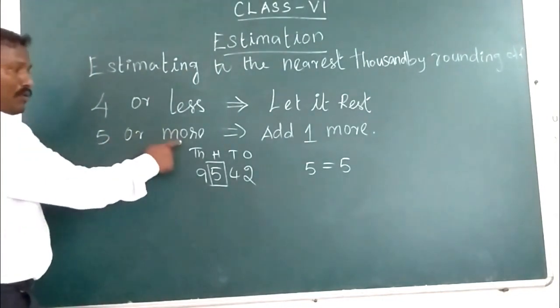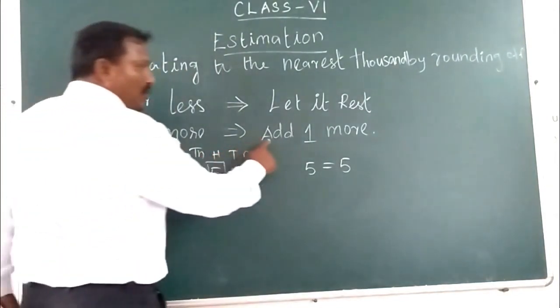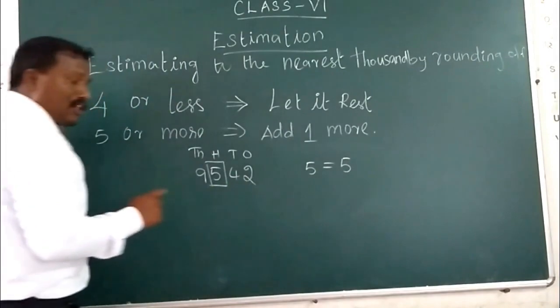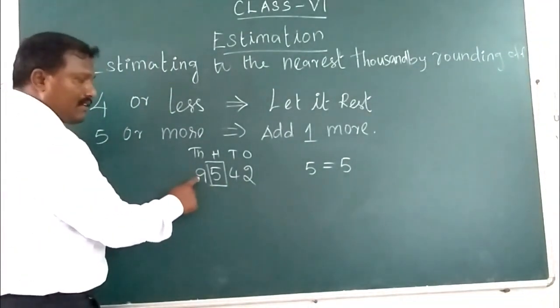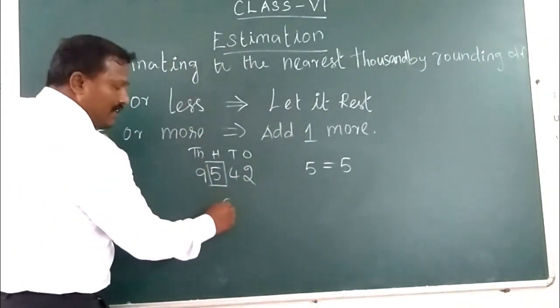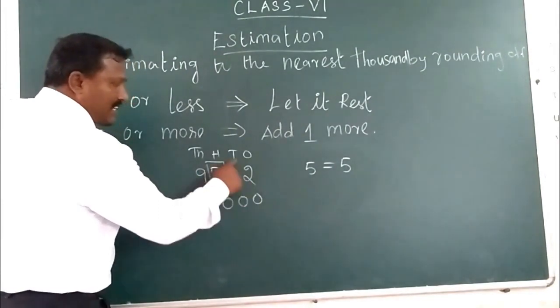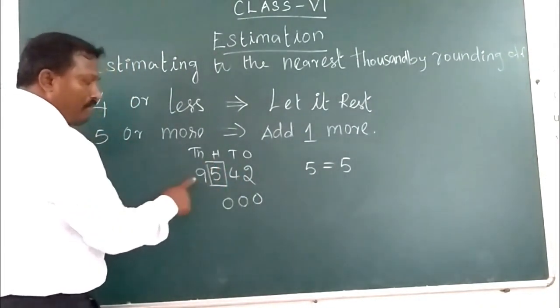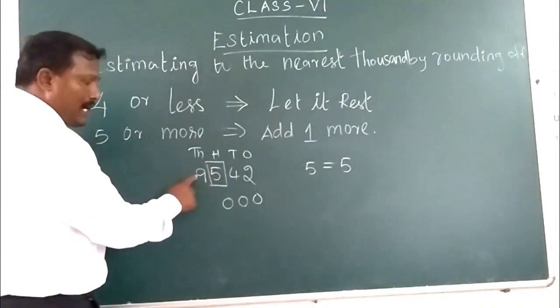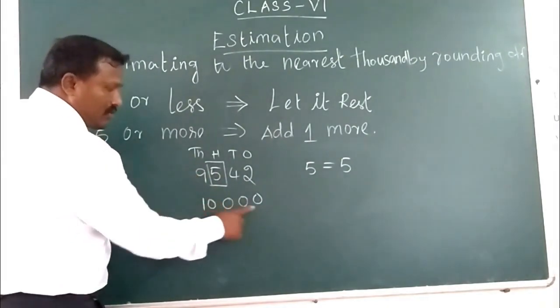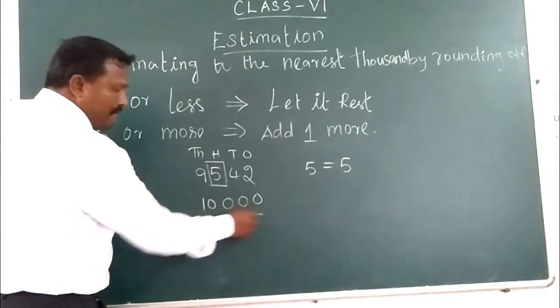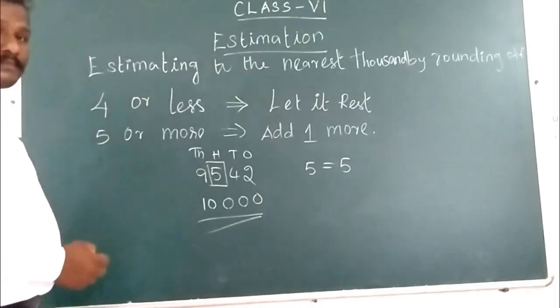5 or more, so the second rule is applicable. What is the second rule? Add one more. Where to add one more? We have to add here in the thousand place. The remaining digits, the ones place, tens place and hundred place, we put 0. We add one more here: 9 plus 1 is 10. So 10,000 is the answer.